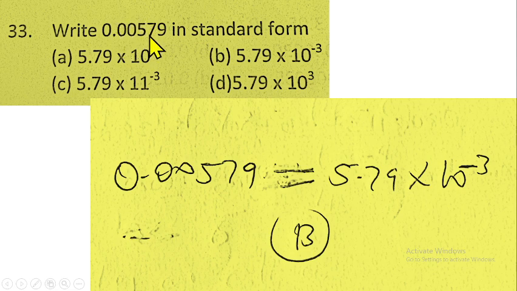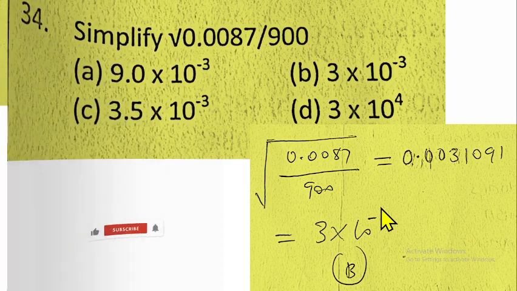So you'll be having 5.79 times 10 raised to power... How many times did you move it, and to which side? To the right hand side, that should be 3 times. So you'll be having 5.79 times 10 raised to power minus 3, because you moved it to the right hand side, so it is negative. So option B is the correct option for question number 33.